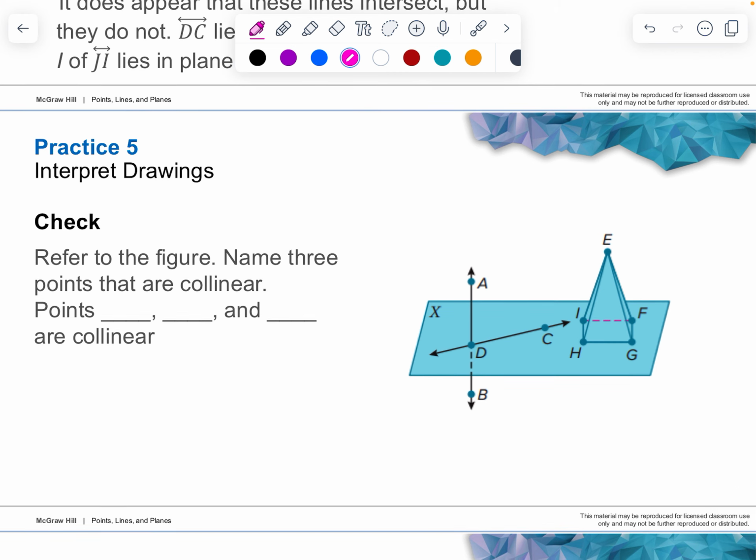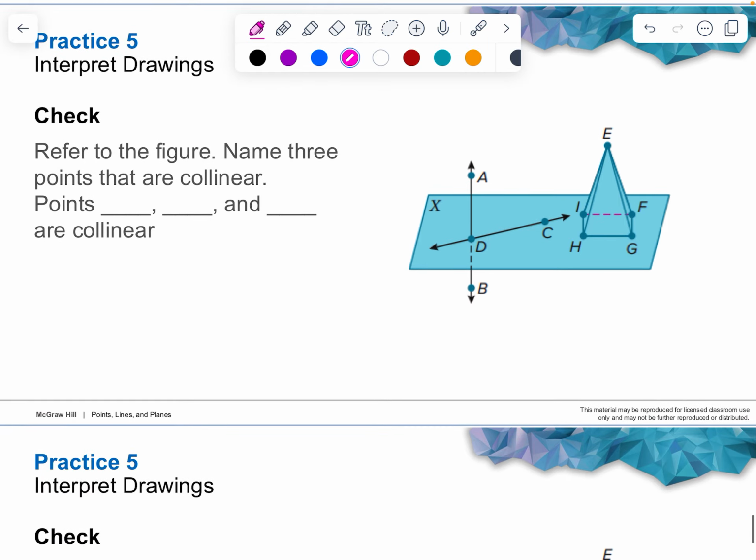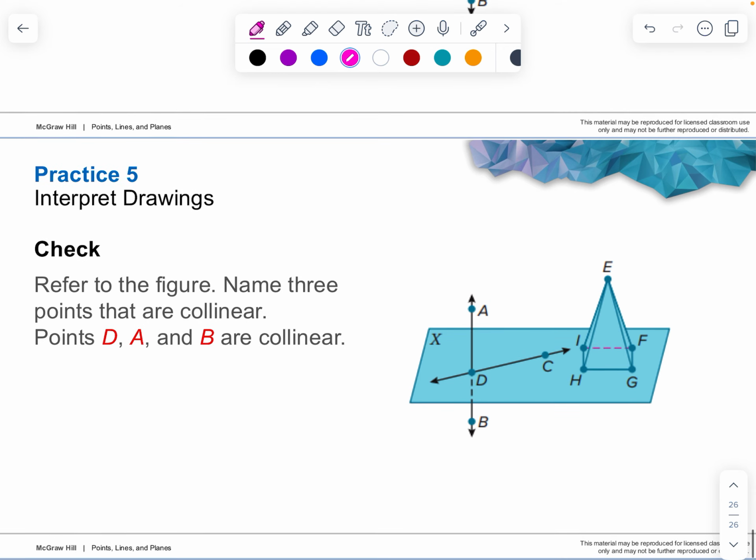And then let's go on to practice 5. Refer to the figure, name 3 points that are collinear. That would be A, D, and B, or DAB. BAD, any order.